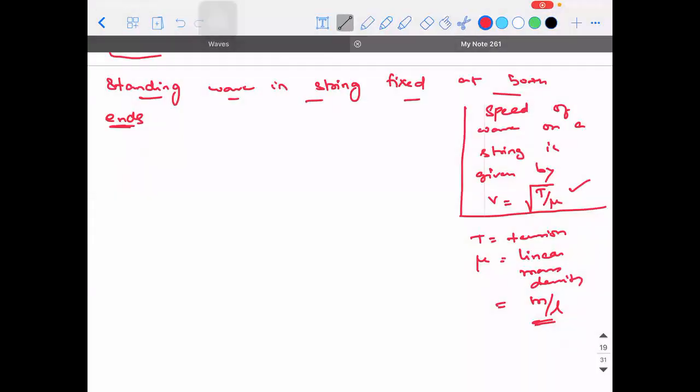Now, what did I say? You have a string which is fixed at both the ends. Okay. Let's say this is the string you have in your hand. If suppose the string is disturbed, then what will happen? Wherever disturbance is there, there will be a wave. Now the string is fixed at what points? It is fixed at points A and B.